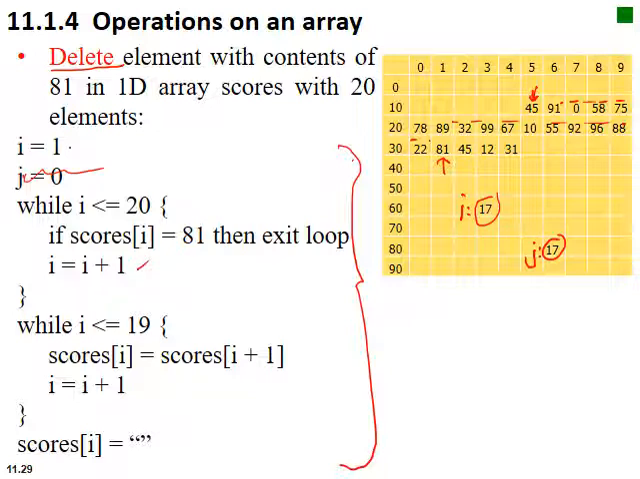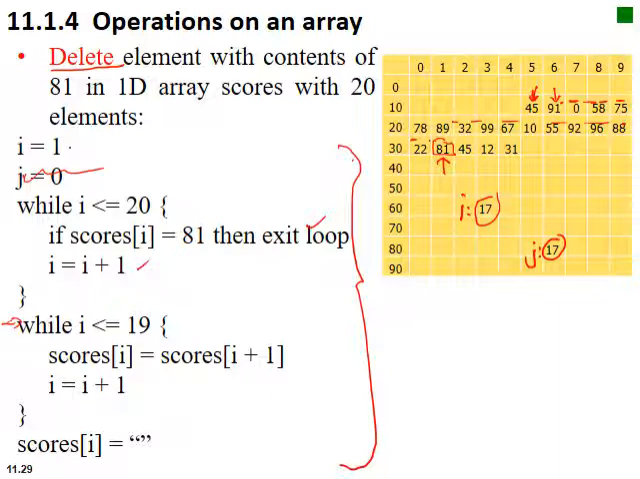Now I is 2. Is scores 2, which is 91, equal to 81? No. So we will continue until we get where I is 17. So is scores 17, which is now 81, equal to 81? Yes, that is. What do we need to do? Simply exit the loop, which means we will continue over here.